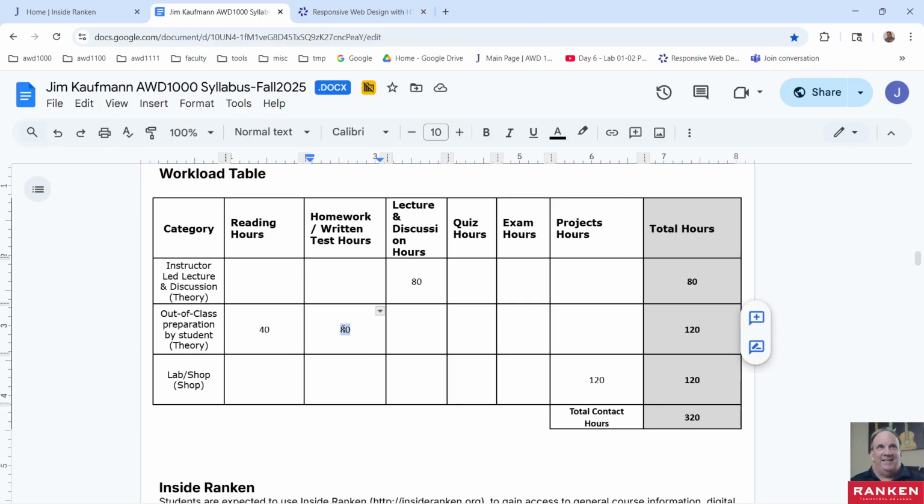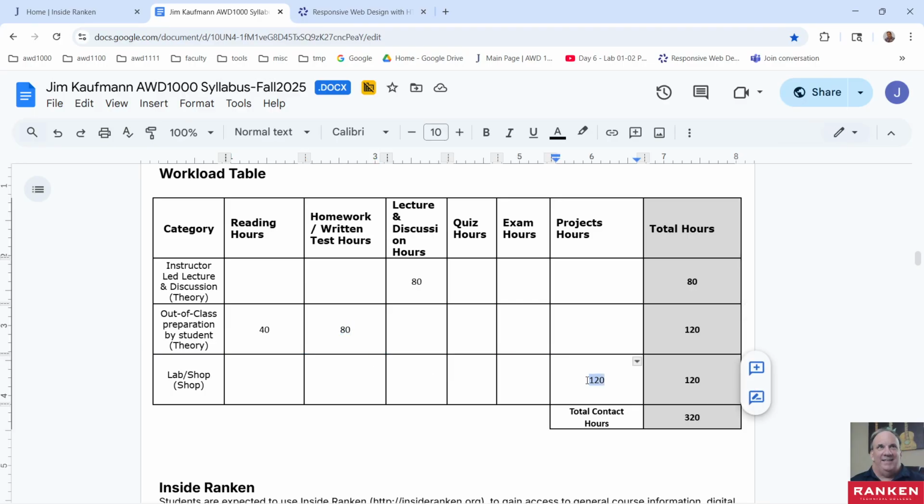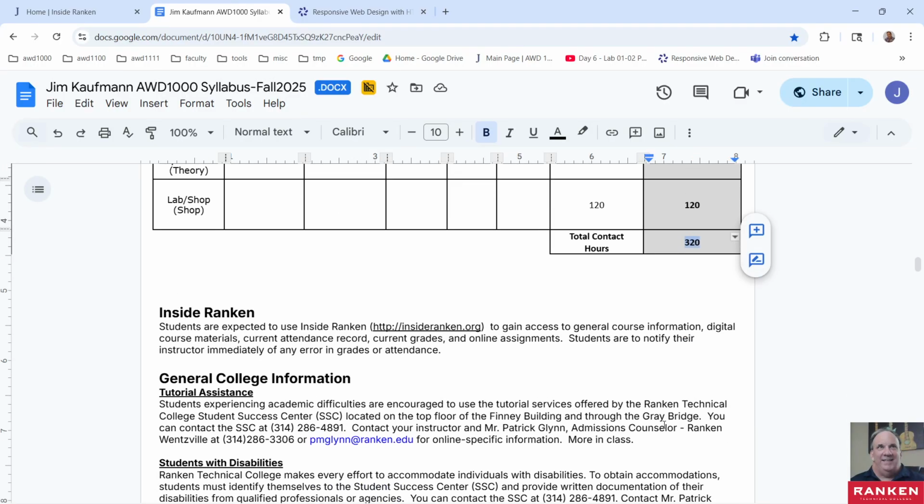So that is for homework and written test hours, and then your lab assignments, 120. It might be a little different, since we are using the labs out of the book. In prior semesters of this course, we had, this may actually be a little less. I don't know, we'll have to see when we get there, but it doesn't matter. This is the structure, basically 320 contact hours, so that's going to average about 20 a week.